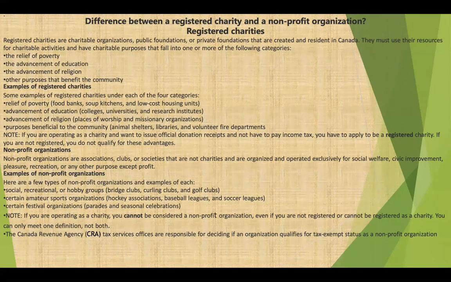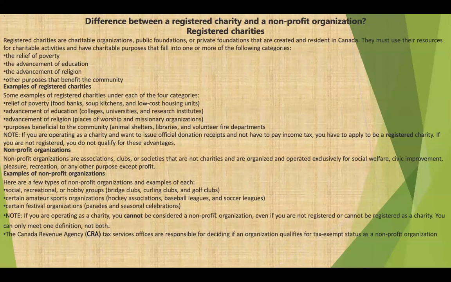What are the examples of registered charity? Number one, relief of poverty, like food banks, soup kitchens, low-cost housing units. Advancement of education, like universities, research institutes, colleges. Advancement of religion, like places of worship and missionary organizations. Note, if you are operating a charity organization and you want to issue official donation receipts in Canada and you don't want to pay income tax, you have to register to be a registered charity.